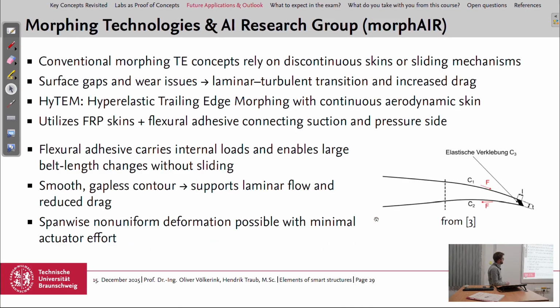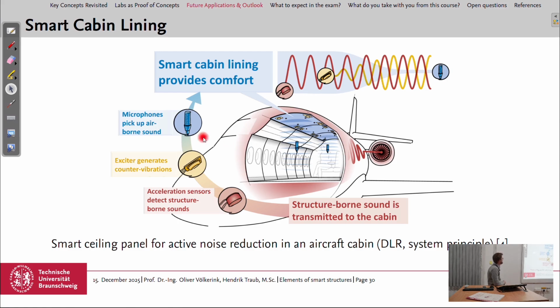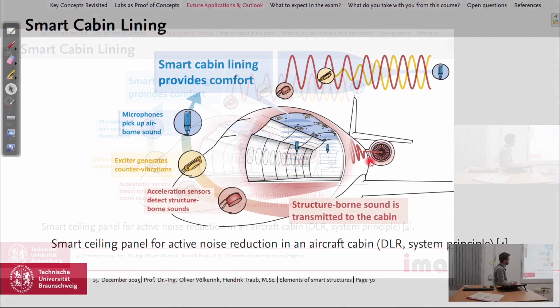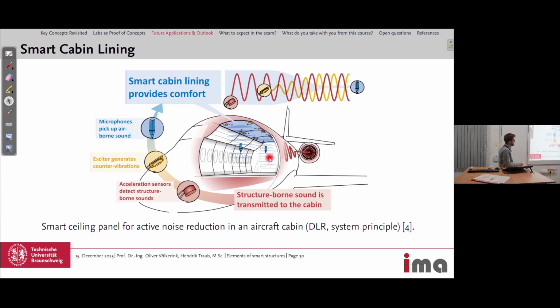This is the first concept. The second one is a smart cabin lining. I would like to introduce it along this illustration. We have an aircraft with jet engines. The jet engines transmit structure-borne sound to the fuselage.